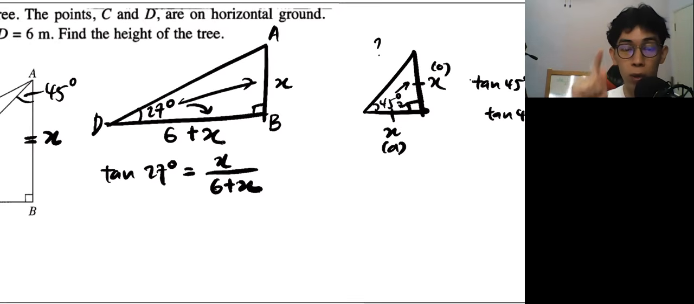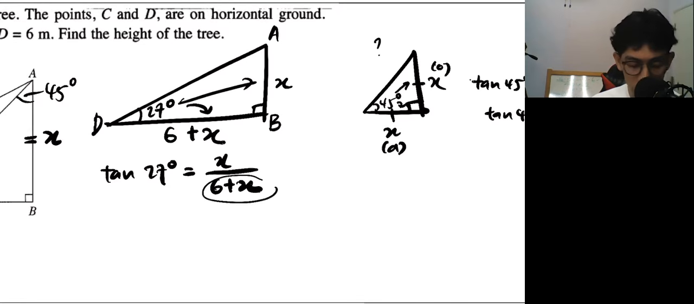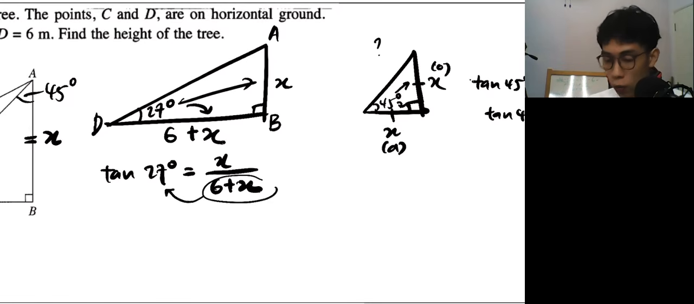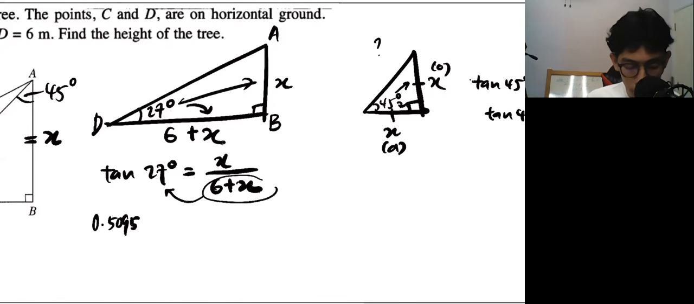Of course, I know my tangent 27 degrees is a very long decimal. So too bad, too sad. I will try to write as much as possible, but not too much, as in the decimal places. So the divide, you move it over here. I have to press my tangent 27 really. So tangent 27 shows 0.509525449. Whoa, Lord. Just 4 decimal places. You write as much as possible, but not too much because it will be very hard to write. So 0.5095 bracket 6 plus x equals x.